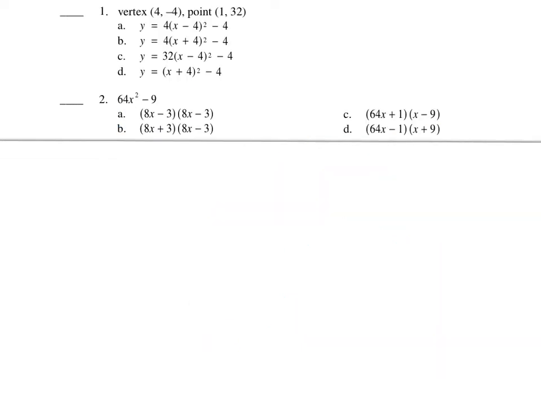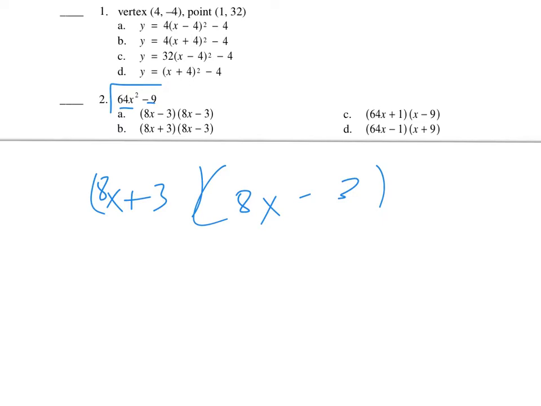All right, next up, we're trying to factor this as the difference of two perfect squares. I see that 64 and 9 are perfect squares and they are subtracting. Anytime we do this, we just take the square root of everything, so it's going to be 8x and 3. And for the difference of perfect squares, it's always one plus and one minus, and that's it.